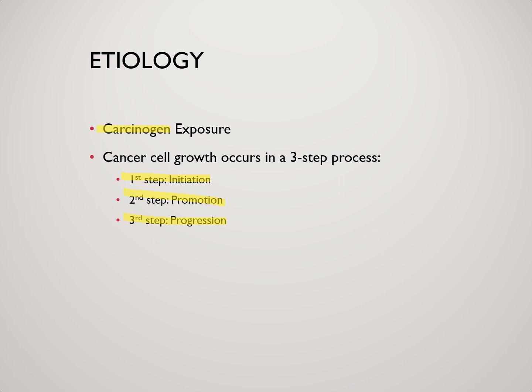Your second step in cancer growth is promotion. This occurs after repeated exposure to carcinogens that causes the initiated cells to mutate. So the tumor forms from the mutated cell reproduction. During the third step, progression, it further mutates. Further genetic mutations occur, leading to growth and metastasis, or spread.